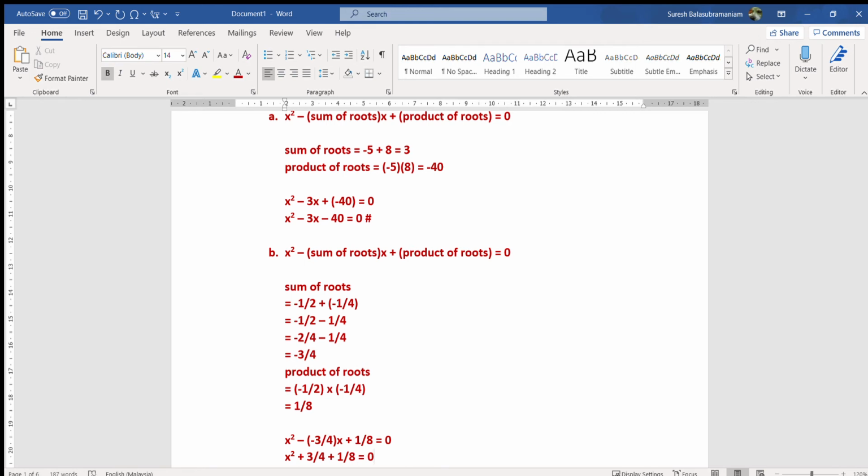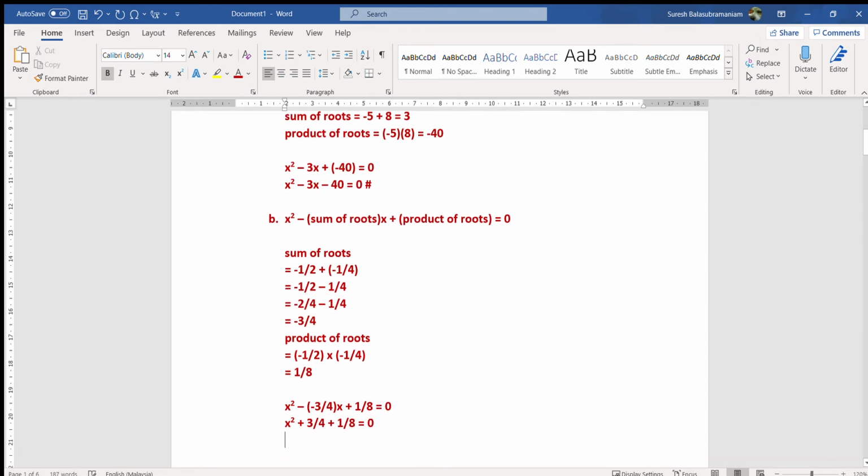So I want to eliminate the fractions. I'll multiply the equation with 8. So we get 8x square plus 3 over 4 multiply 8, you get 6, 6x, okay, I missed x here, 6x plus 1 over 8 multiply 8, you get 1 equals to 0. That will be the answer. Okay, moving on to question C.